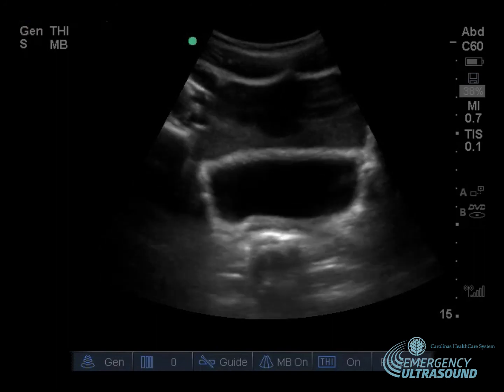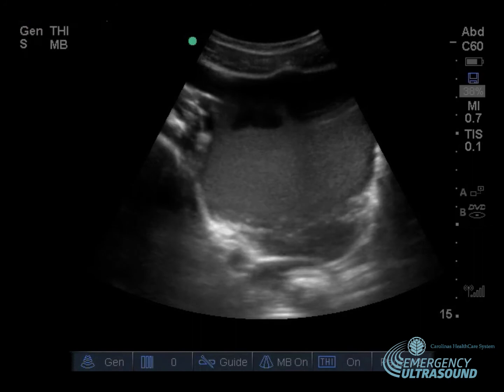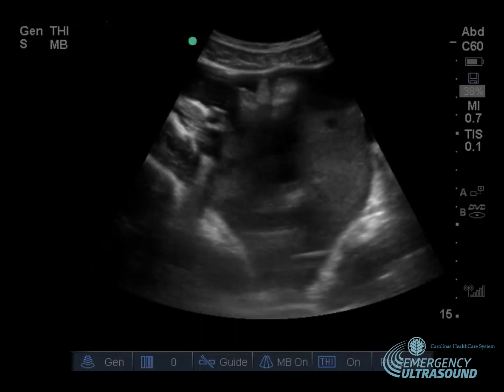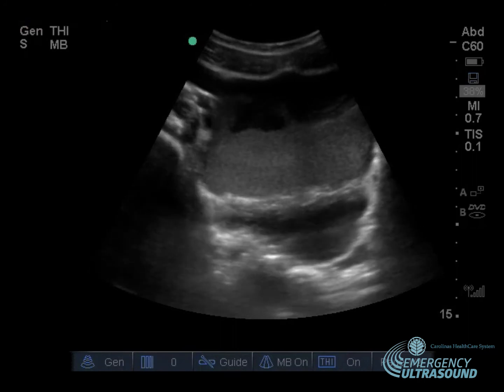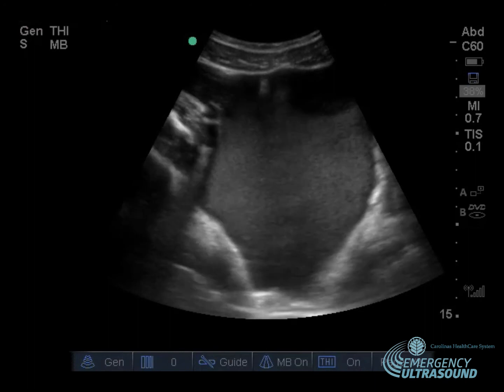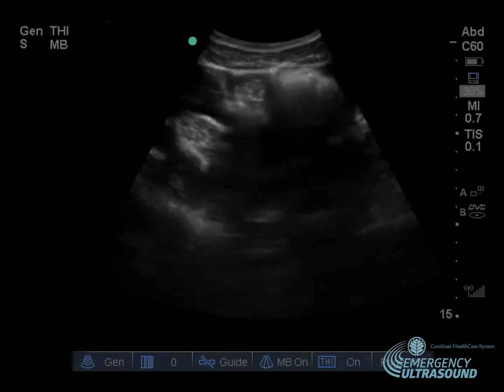New blood is going to be anechoic on the FAST exam. Ascites is also anechoic, which is impossible to differentiate. Clotted blood is echogenic, or it has varying shades of gray. So if you look here, it almost looks like there are two bladders, which you shouldn't have. So this is a positive FAST in the transverse view.